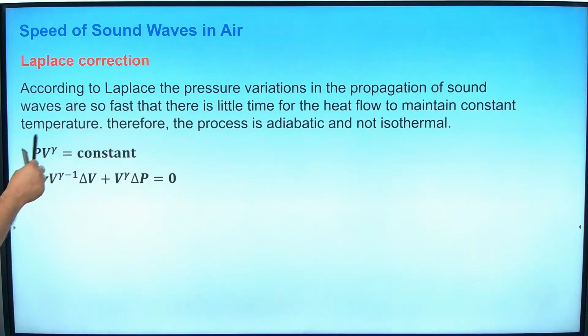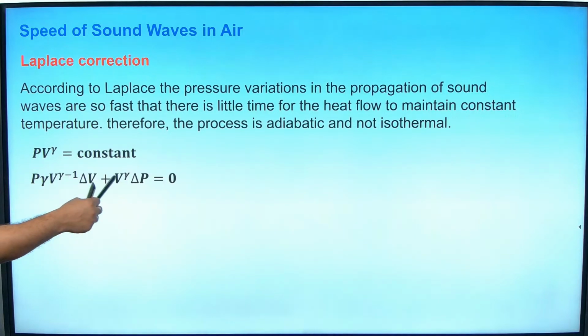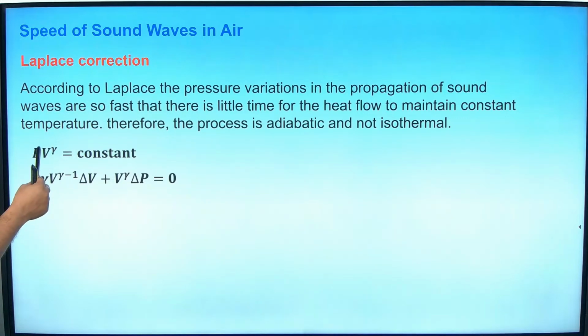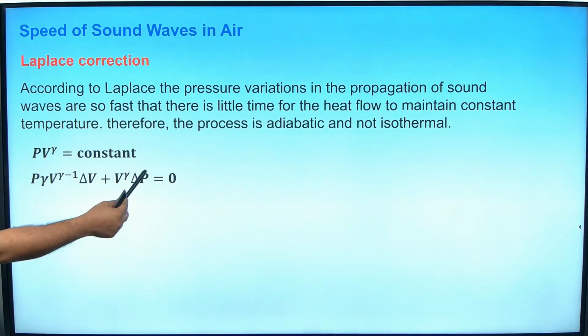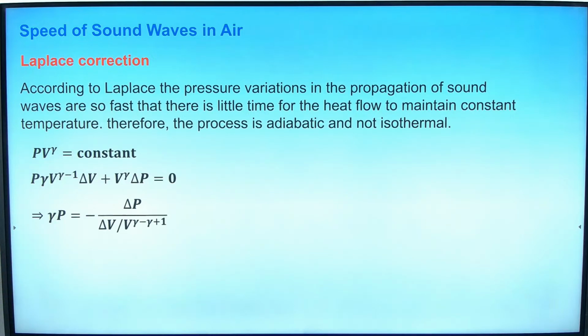UV method means first I have taken P as constant. What is differentiation of V power gamma? It will become V power gamma minus 1 and multiplied by gamma, isn't it? Into dV. And then if you take V power gamma as constant, differentiation of P will become del P is equal to 0.